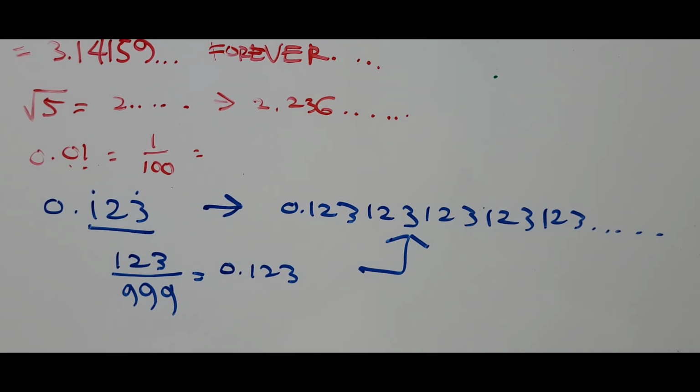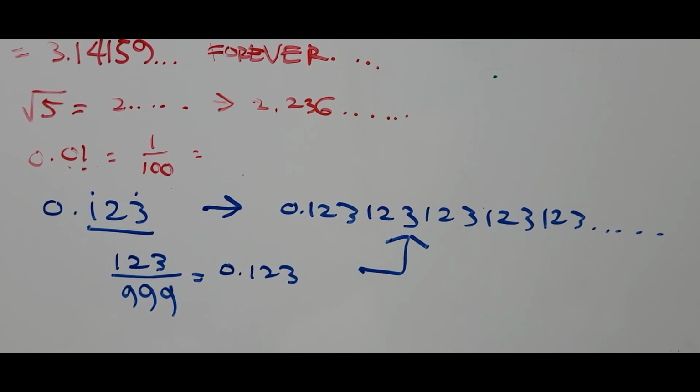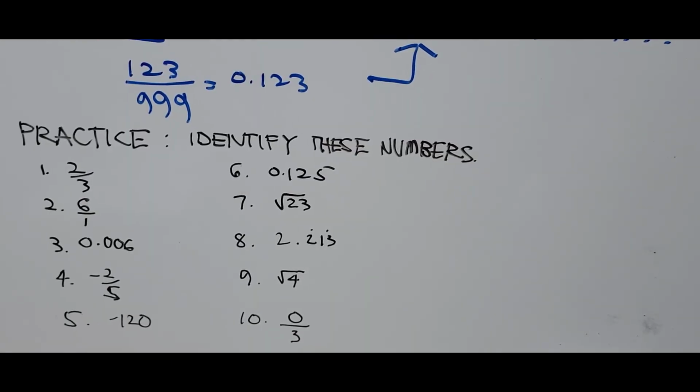So any integers, whole numbers, or natural numbers represented as a fraction are all rational numbers. On the other side of the coin of real numbers are irrational numbers. All numbers that cannot be represented as a ratio are irrational numbers. So that ends our lesson.